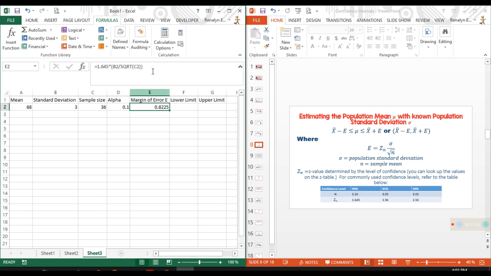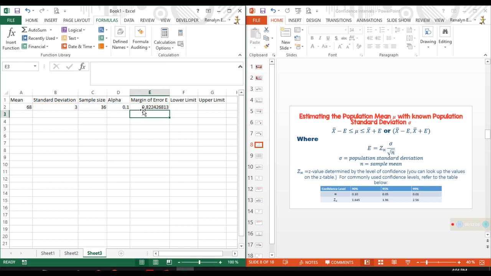Gusto nga natin mag-shortcut. Paano yung shortcut? So, instead of typing in all the numbers, you can simply type in equals. Tapos, meron tayong formula na confidence.norm. It returns the confidence interval for a population mean using a normal distribution. So, confidence.norm, and then, input natin si alpha, 0.1. Si standard deviation, 3. Separated to by comma, ha? And then the size, sample size, 36.